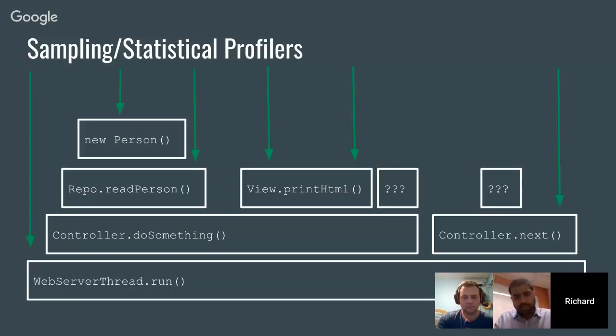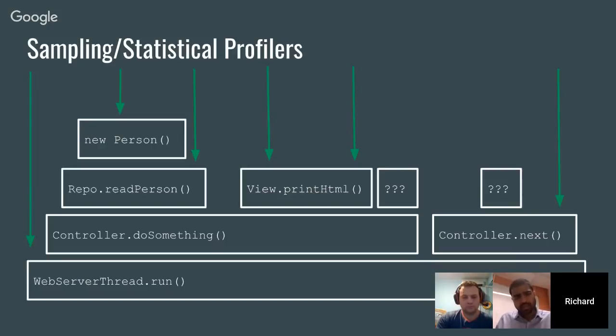So if we were doing this for this hypothetical program that we have in front of us, this diagram here, time runs on the x-axis. So we are calling web server thread run, which is then calling controller do something, and then repo.readPerson, and it's constructing a new person. So time is going along there, and the callers are at the bottom, and they call callees as you go up.